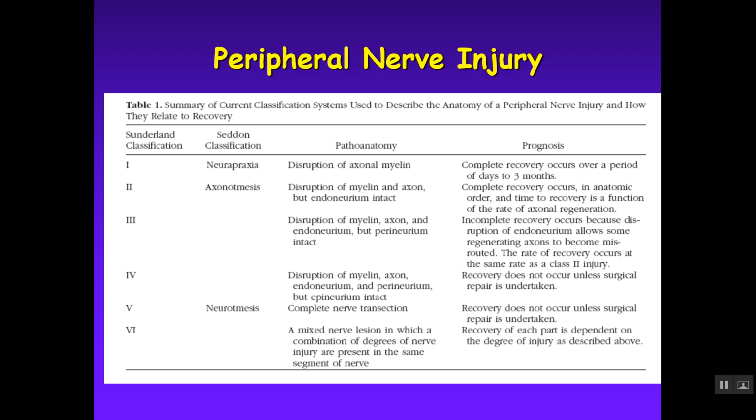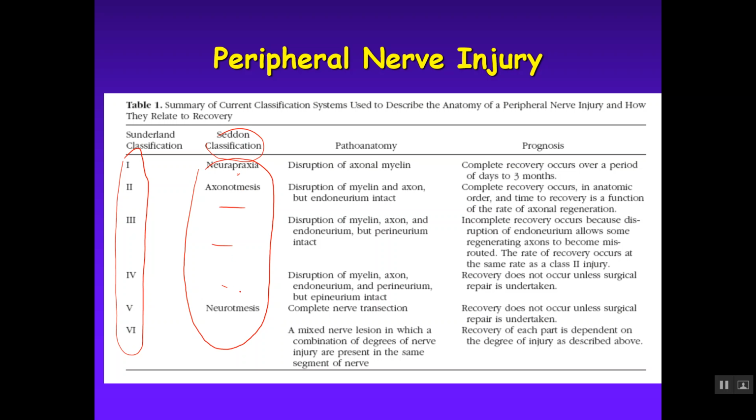So there's a Sunderland classification for nerve injuries, which is a 6-item classification system. And then there's a Seddon classification, which is a 3-level classification system that has nomenclature to it, these names. Sometimes it's nice to know the name, because it helps you understand what's going on here. But it doesn't give you a lot of divisions or subclassifications to understand the different levels of severity. So I think it's good to be aware of both.